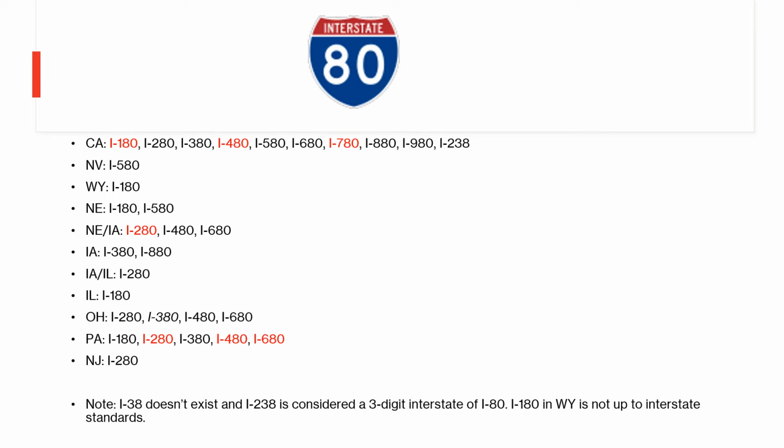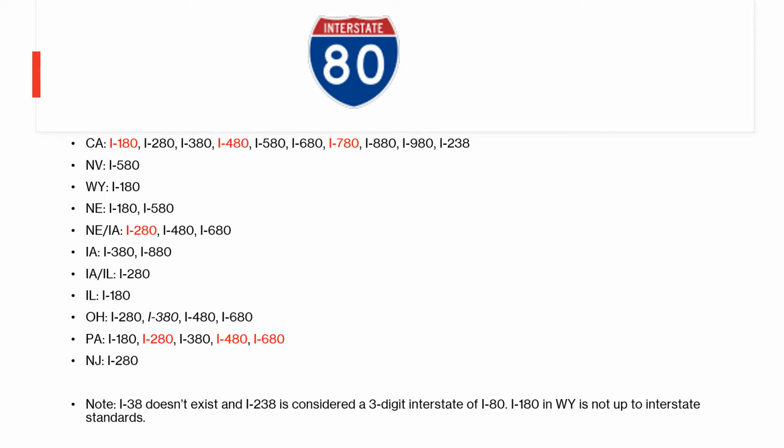Interstate 80, we have 180, 280, 380, 480, 580, 680, 780, 880, 980. And we also have I-238, which I'm going to explain in just a little bit. Nevada, we have 580. Wyoming, we have 180. Nebraska, we have 180 and 580. Nebraska and Iowa, you have 280, 480, 680. Iowa, you have 380 and 880.